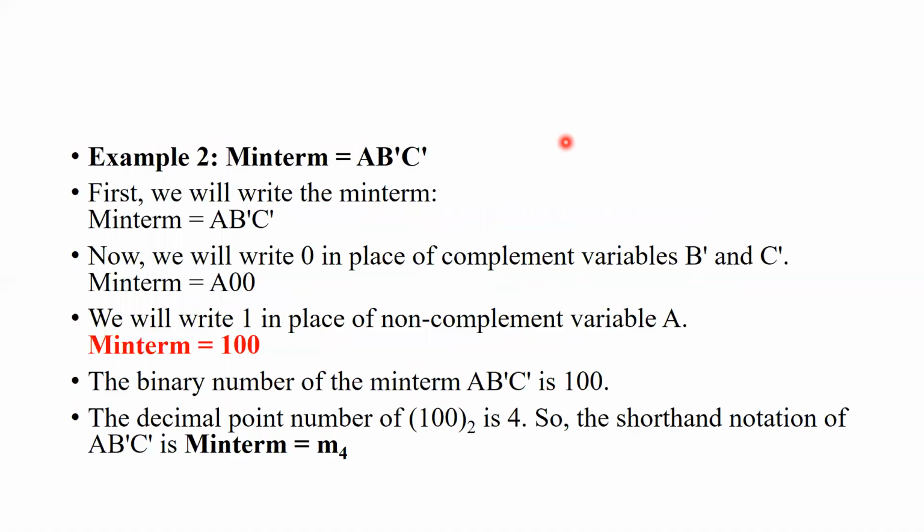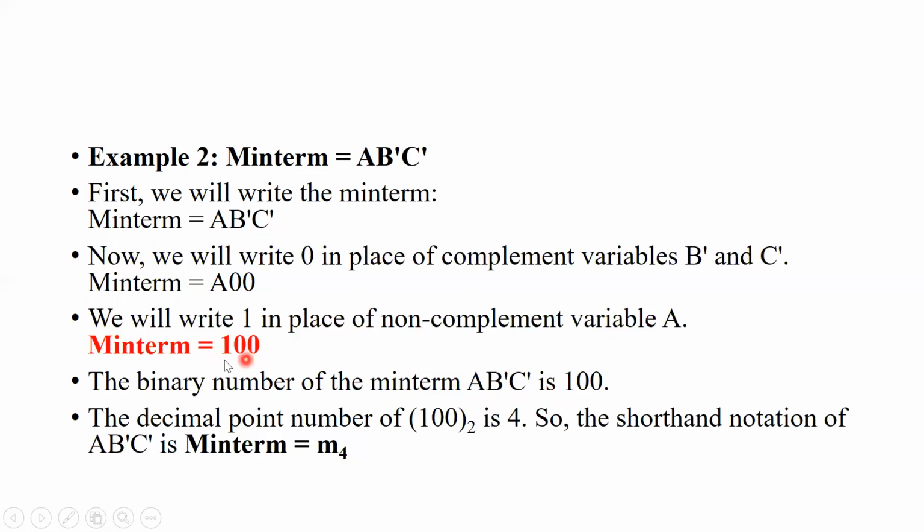Okay, suppose I give you another example of a min term. Suppose A, B dash, C dash. So this is the min term. Let us write the value of the min term. Wherever there is no complement, it is 1. Wherever there is a complement, B dash, C dash, I write 0, 0. So this is the binary number of the min term A, B dash, C dash.